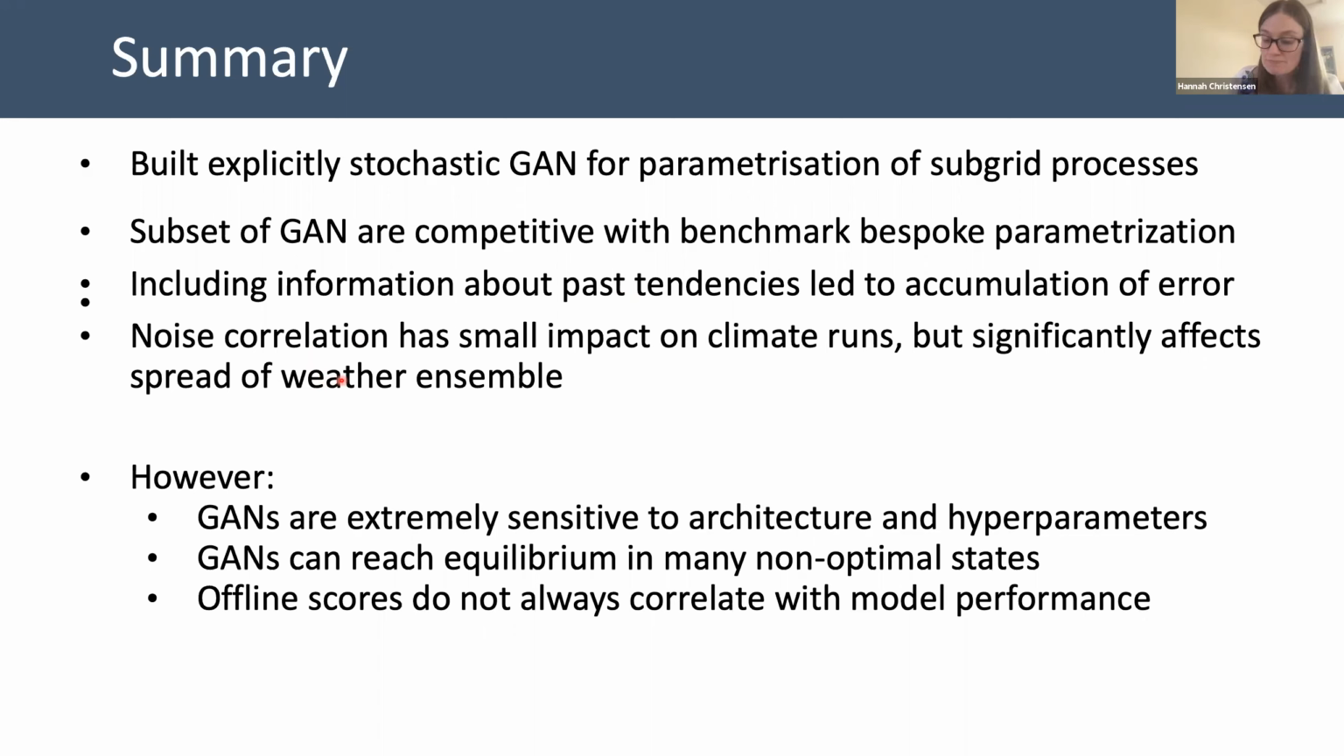This lesson that we've learned from stochastic parametrizations about the importance of spatiotemporally correlated noise does carry through to stochastic machine learning approaches. However, GANs are quite tricky to work with, actually very sensitive to architecture and hyperparameters. They can reach equilibrium in lots of non-optimal states, and the offline scores don't necessarily correlate with model performance.